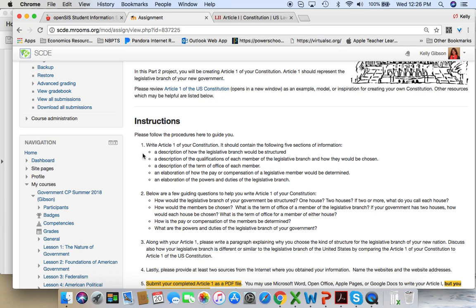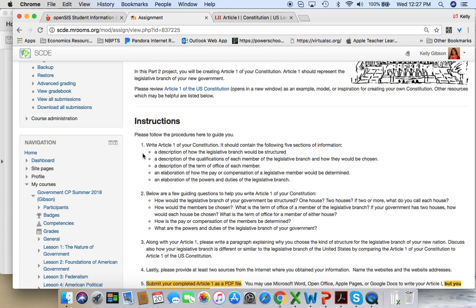Section 2 is going to be a description of the qualifications of each member of the legislative branch and how they would be chosen. So how are they elected? Is it a direct election? Is there a nominating committee? What are the requirements to be a member of your legislature? The third section is a description of the term of office. So how long will each member serve? The fourth section is an elaboration of how the pay or compensation of a legislative member would be determined. And then the fifth section is an elaboration of the powers and duties of the legislative branch.